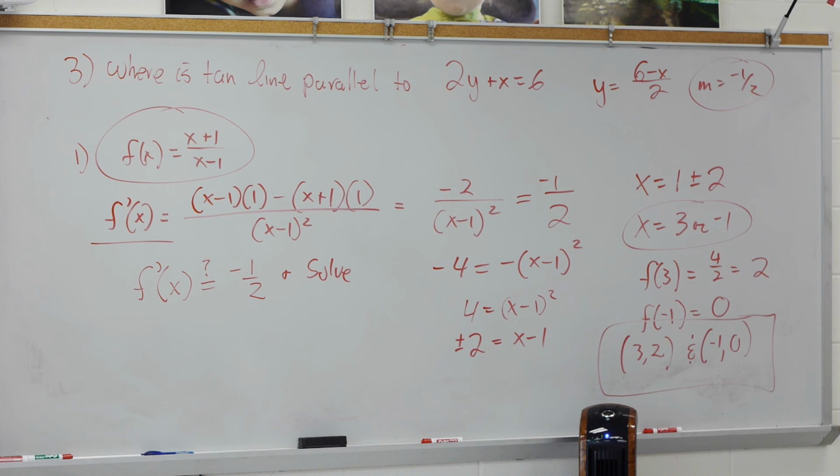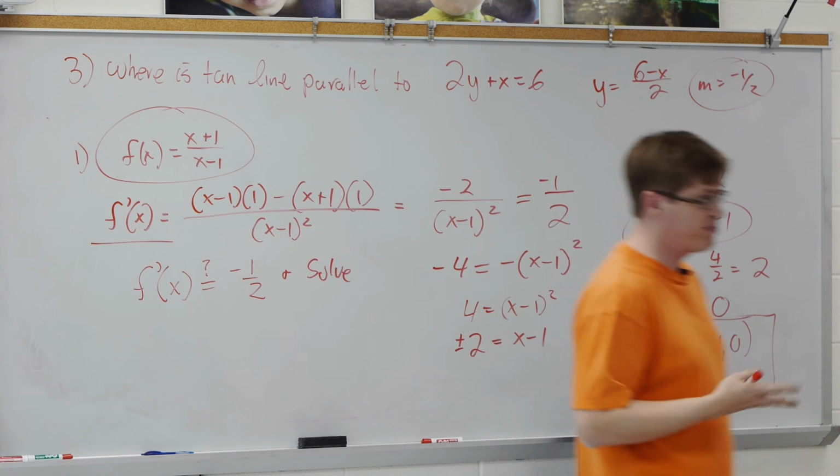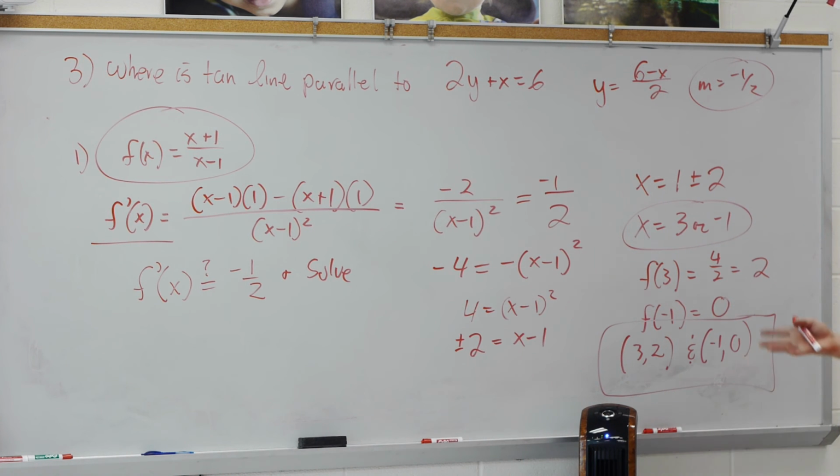So we found the slope of the line, not a tangent line, just the slope of this random line that they gave us. I found the slope of this thing first, took a derivative and set it equal to that, because the derivative gives me the slope of the tangent line. Once I found my two x values, I plugged them back into the original equation and got the two y values.